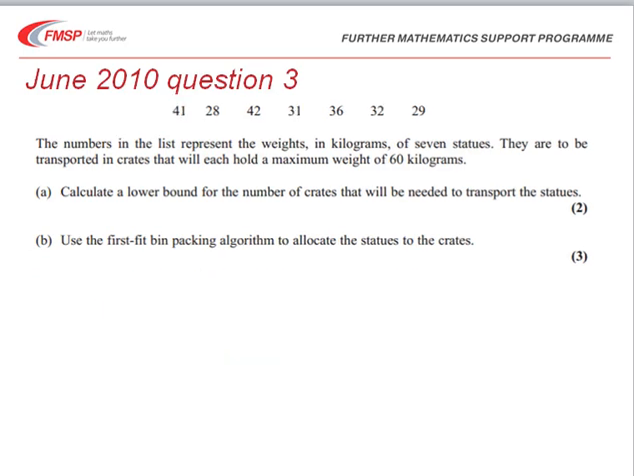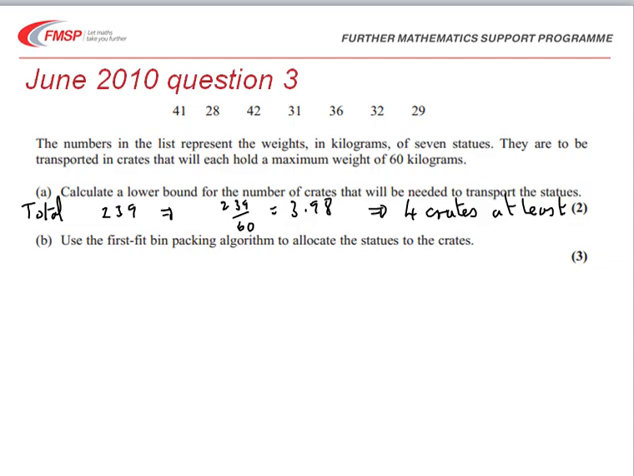Well, in part A of the question then, if we look at the total weight of all these statues, it turns out to be 239. So that's the total weight. And therefore we need a minimum of 239 divided by 60, which is 3.98. So therefore, to the next whole number, 4 crates are needed, and that's a least or a lower bound.